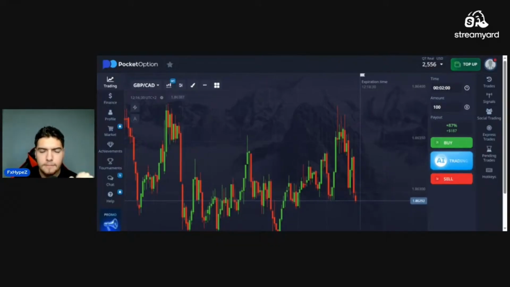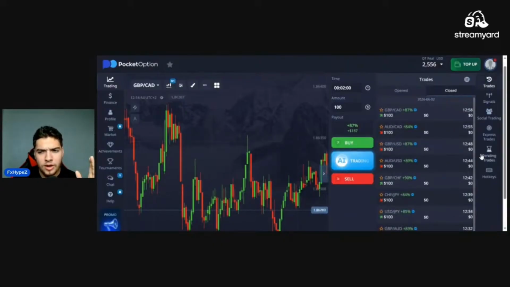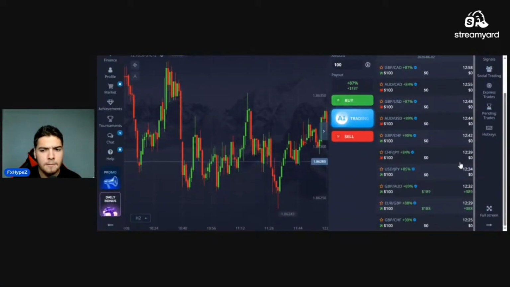And today we're going to be combining the Pocket Option AI with my own confluences. I tried out the Pocket Option AI for the very first time, which is this baby right here. And I opened about 12 trades using the AI. And unfortunately, we ended up losing 8, only winning 4.